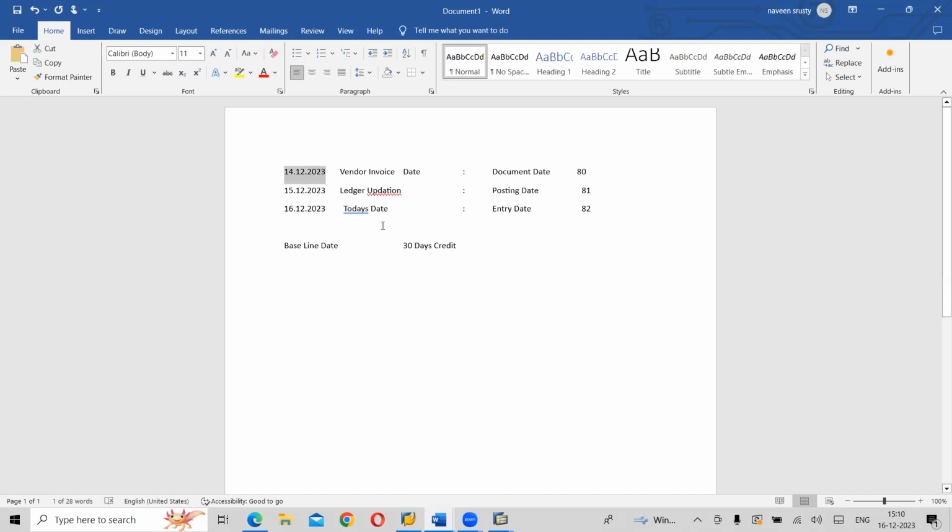Say 14-12-2023. It will be calculated from this particular date, the baseline date, the vendor invoice date. From the vendor invoice date, it will calculate 30 days. So write down: baseline date will be used to capture the due date for vendor invoice or customer invoice.